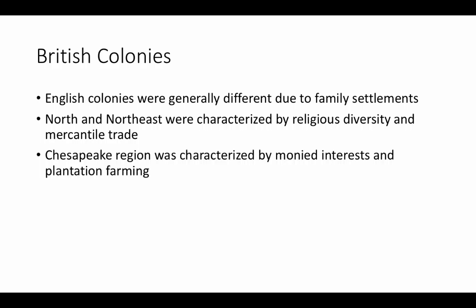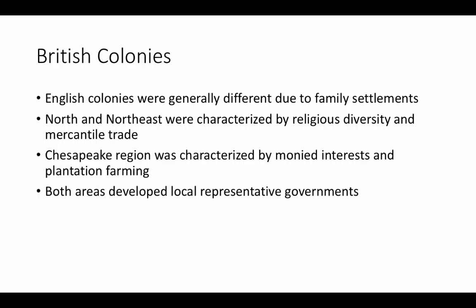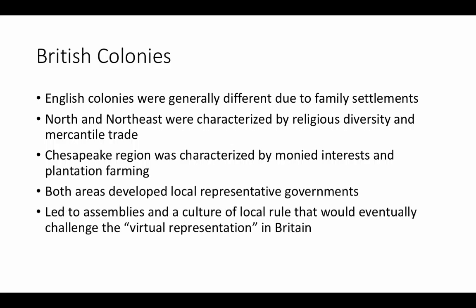The Chesapeake region, however, is characterized by moneyed interests, as you had sons of noblemen coming out trying to find gold and instead really ending up with land and eventually finding tobacco and using that tobacco as what they called brown gold. Both of these areas developed local representative governments that led to assemblies and a culture of local rule that would eventually challenge the virtual representation that Britain called for. So virtual representation was this notion that Britain virtually represented the interests of the colonies, even if colonists didn't get to directly vote. Eventually that would become probably one of the most central challenges within the American Revolution.